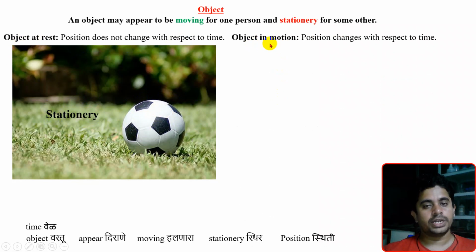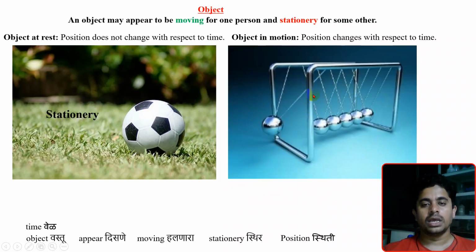And second, object in motion. For an object in motion, the position of that object changes with respect to time. As you can see in these pictures, suppose this spherical ball has a string. Now if I pull this ball and release it, this ball will go and impact the next ball, this ball the next, this ball the next, this ball the next. And then this ball will move towards the right side.